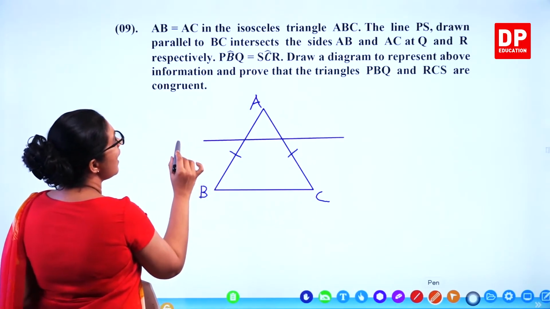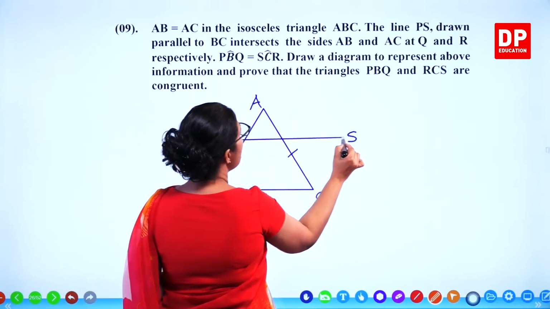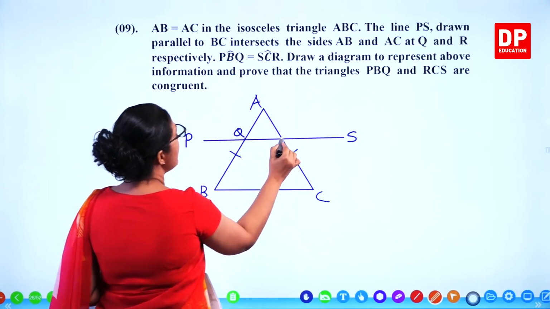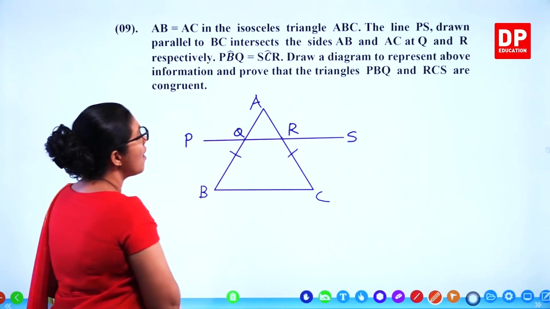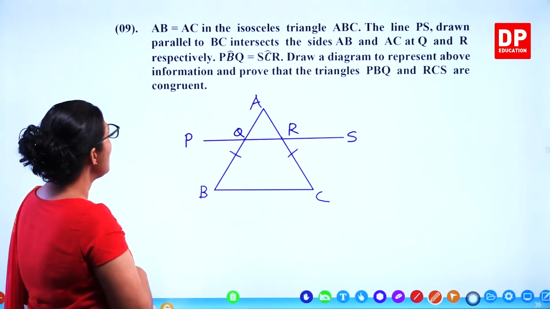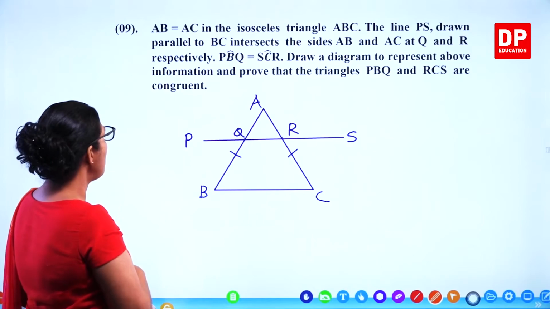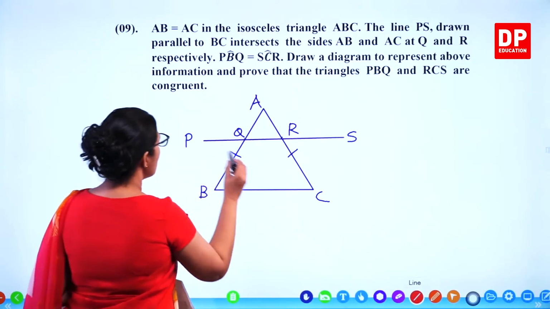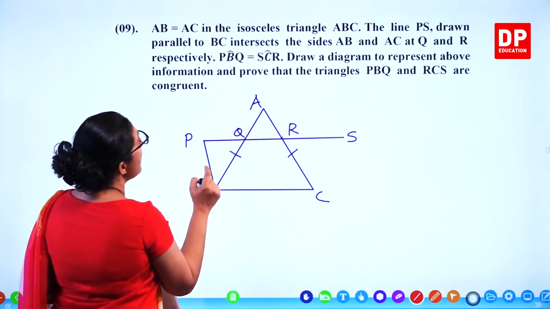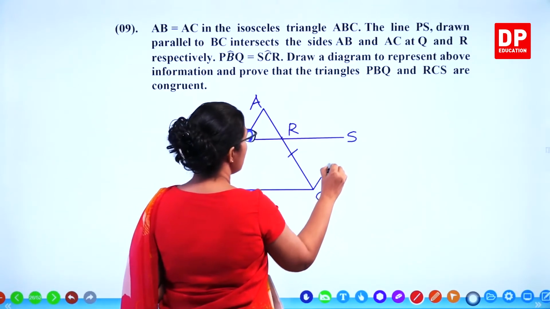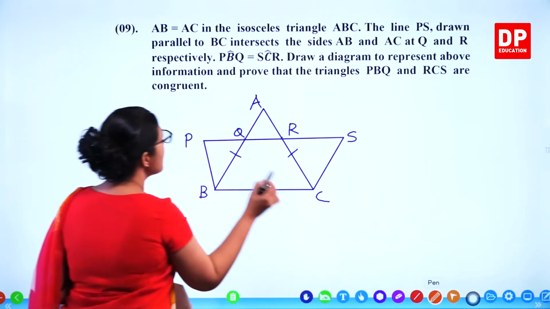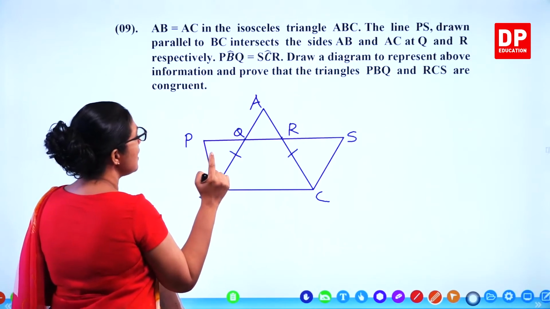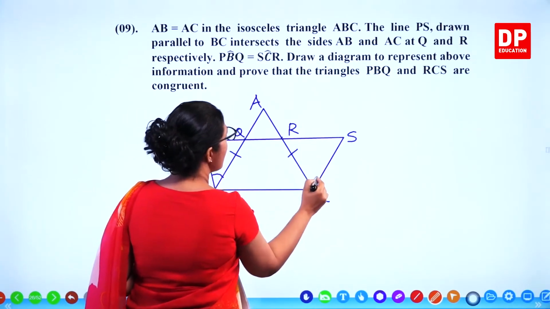So this is PS, intersects AB at Q and here R, at AC line respectively. So we have to connect the two, PB and CR. We have to connect these two. It says those two angles are equal. PBQ, this angle is equal to SCR, this angle.